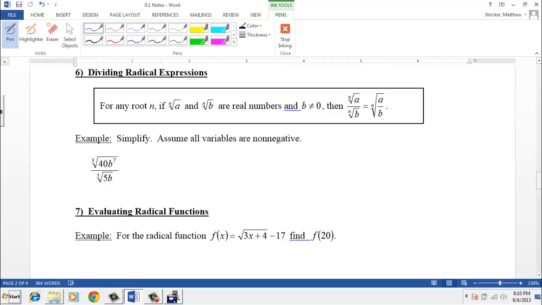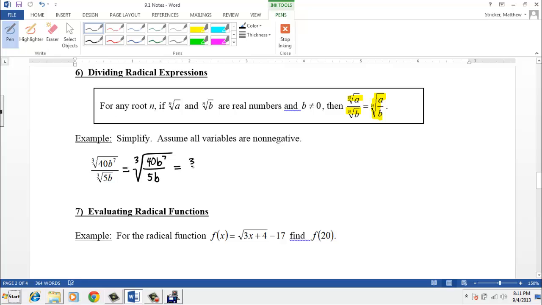Alright, so welcome back. The last property here that we're going to talk about is the quotient property for radicals, and that means if we have a radical divided by a radical, we can combine them underneath the same radical. So in other words, this example here, since we have a cube root divided by a cube root, I can make this one cube root, and I can divide 40b to the 7th by 5b.